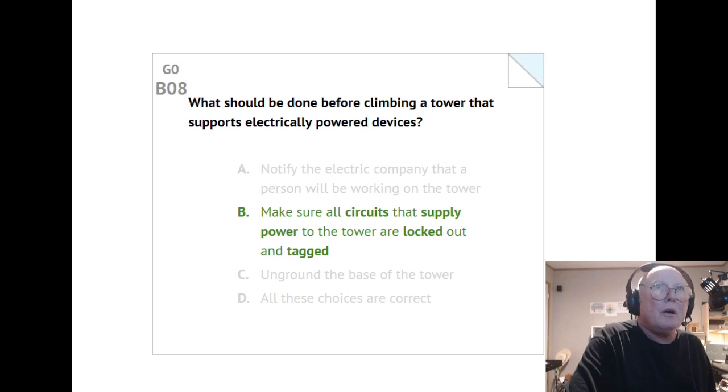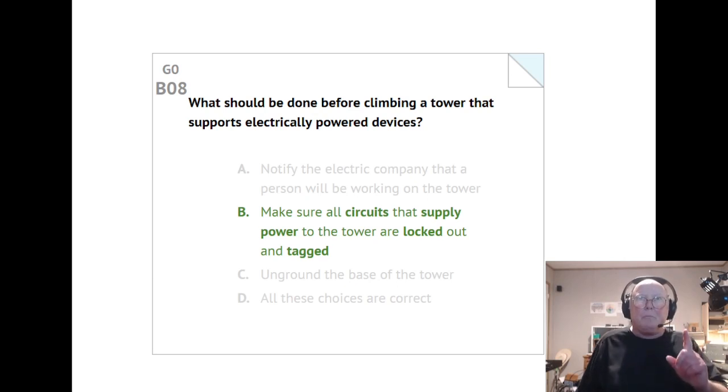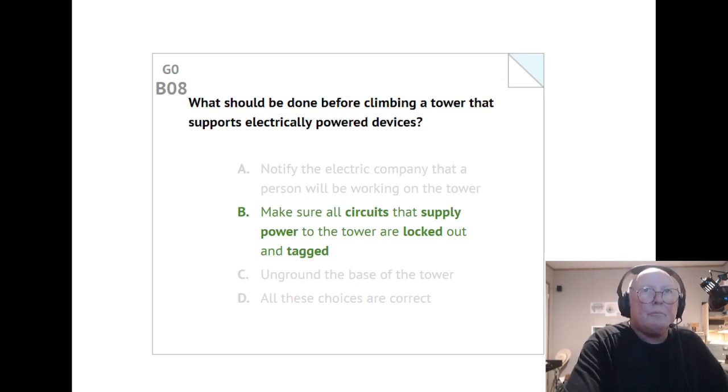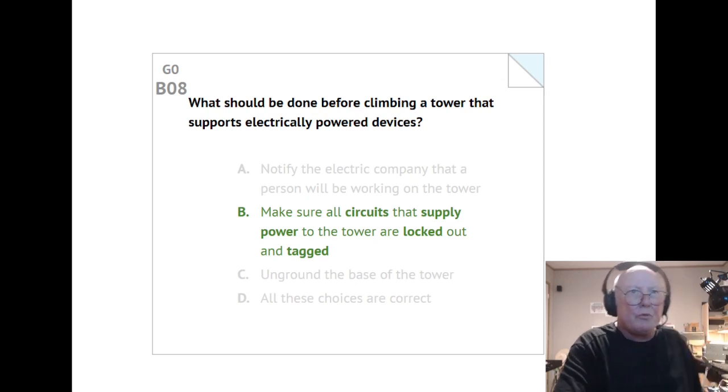Question B08. What should be done before climbing a tower that supports electrically powered devices? B. Make sure all circuits that supply power to the tower are locked out and tagged. All right. Most of these are common sense things. But make sure all circuits that supply power to the tower are locked out and tagged. And locked out and tagged are the key words there. You want to look for those.